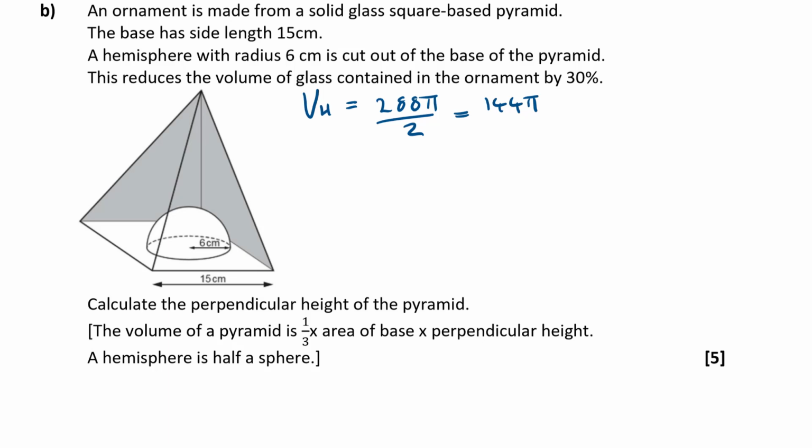Right, what else do we know? So when we drilled that out, the volume of the glass contained in the ornament was reduced by 30%. So this 144 pi must be 30% of the whole pyramid. Make sense? Must be, mustn't it? So it was 100% to start with. We drilled out that hemisphere and it's now 30% less. That means that this is 30% of the pyramid.